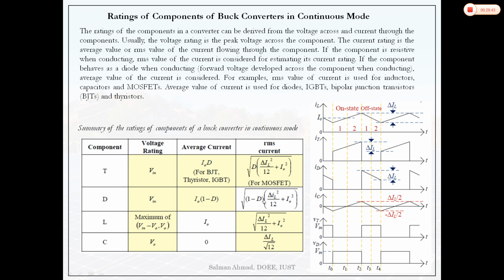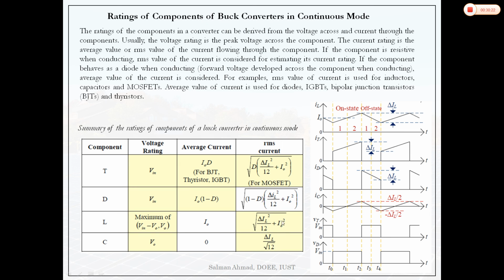Similarly for the diode, it is for 1 minus D Ts, because it is on only for 1 minus D times Ts. For the inductor we already calculated delta IL squared upon 12 plus I naught squared. Delta IL we already defined. If different parameters are given, we can find what delta IL is. So in the calculation of all these, we first have to calculate delta IL because it appears everywhere. One small mistake here: you can write capital delta IL instead of small delta IL.